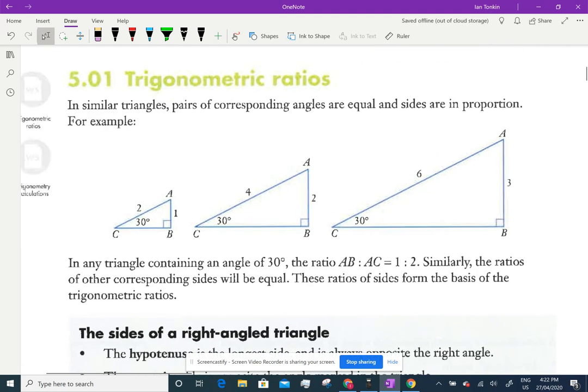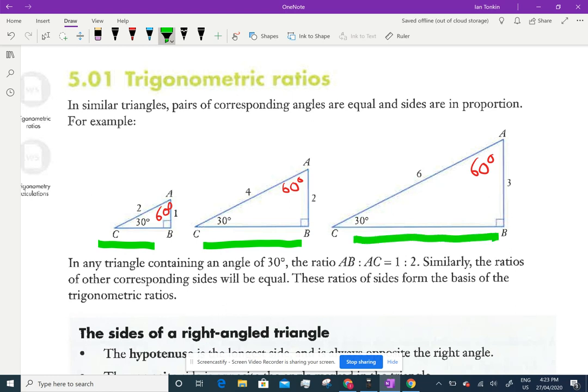Now, what you need to know is that if there is an angle of 30 degrees in their right angle triangle, then the other angle has to be 60. And that'll be the case here, and that'll be the case here. And because all the angles are the same, these three shapes are similar. Now, the beauty of similarity means that the sides are in ratio. So all these shapes are just bigger or smaller versions of each other.